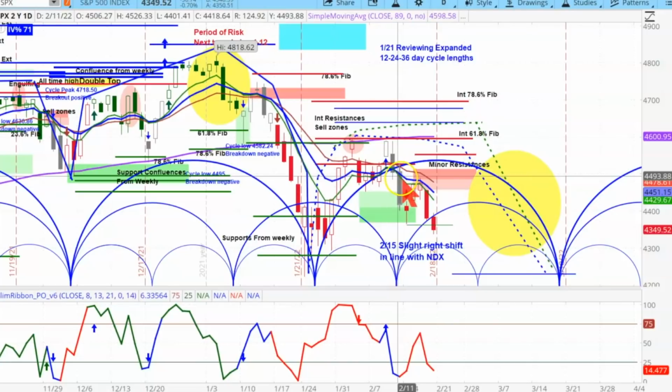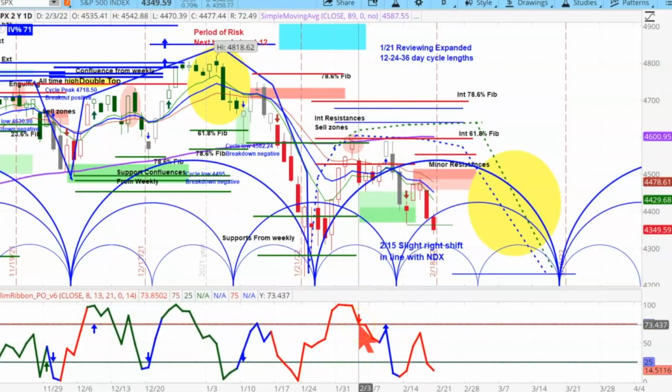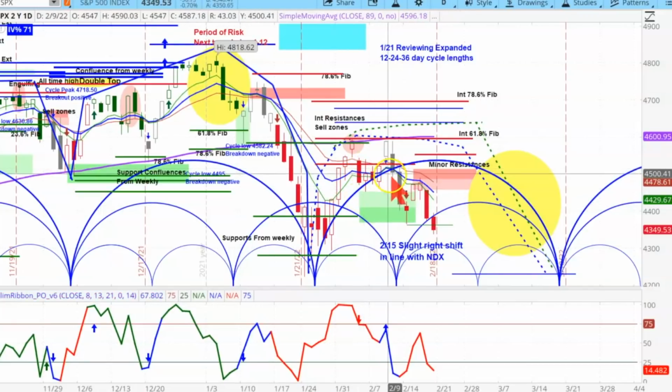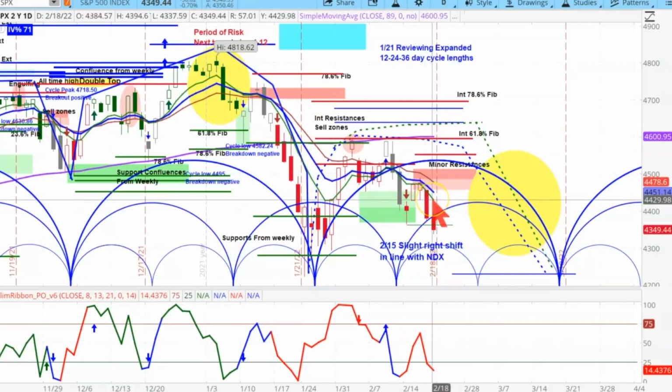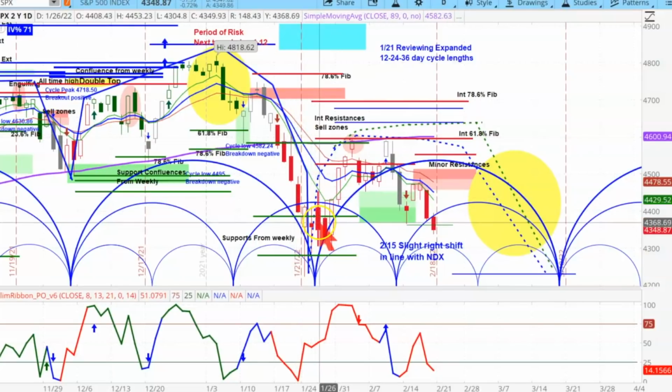It neutralized for a day and then turned negative again. You've got this resumption signal right there, perfectly timed to the downside. So the slim ribbon is in a negative configuration right over here and widening. You see where it went negative here and began to widen. Well, you accelerated on the downside.